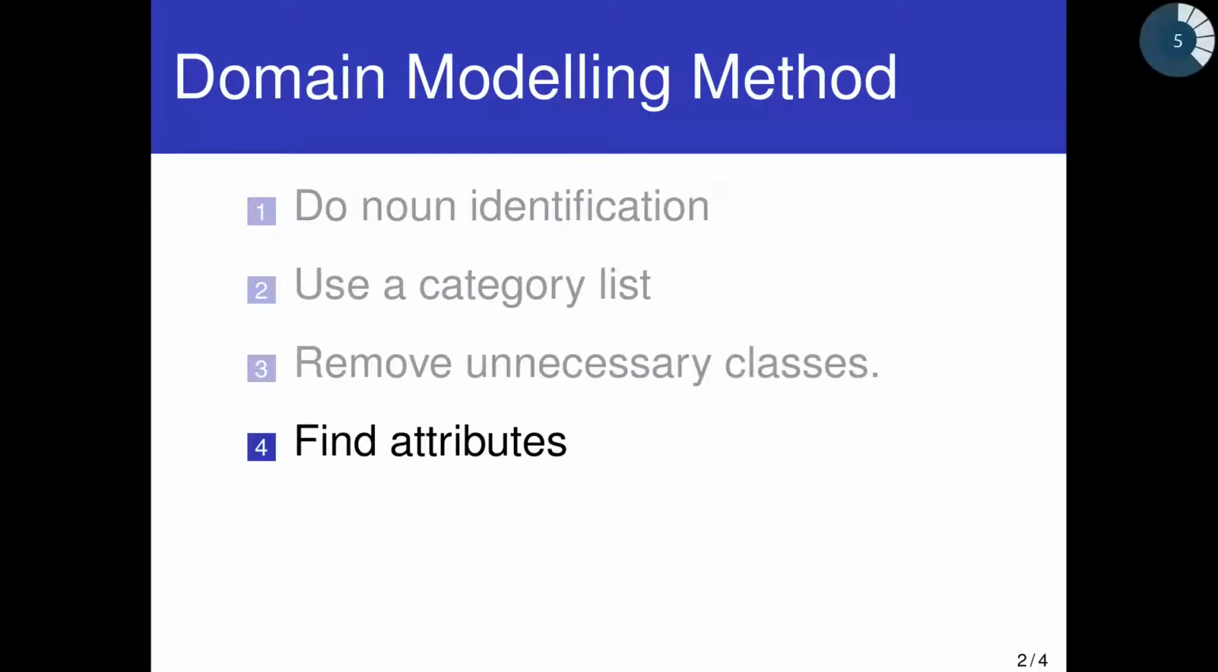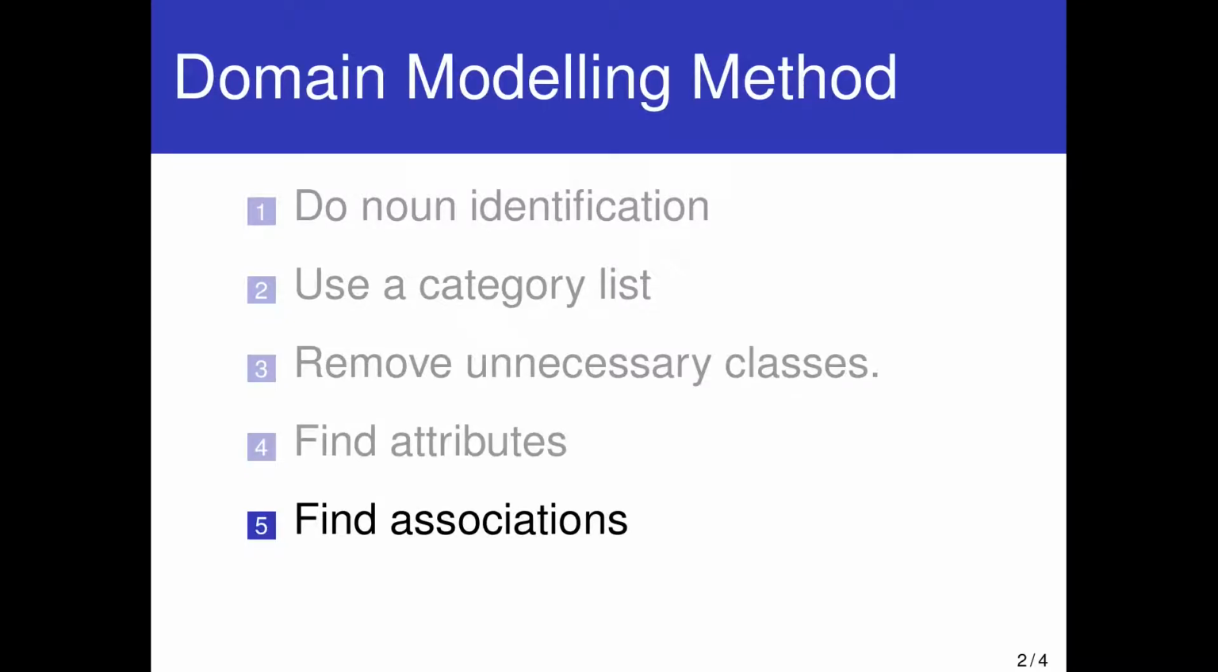Then find attributes and then find associations. So that was the domain modeling method in very brief, and you've seen it in greater detail in the video on domain modeling. Right, I forgot the last step, review. Of course, when we've done all this, we should review the model that we created and see if it can be refined somehow, perhaps redo some of the steps.